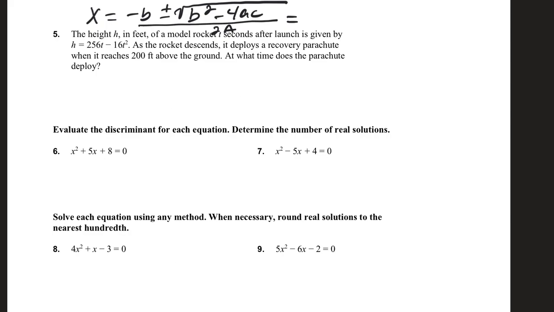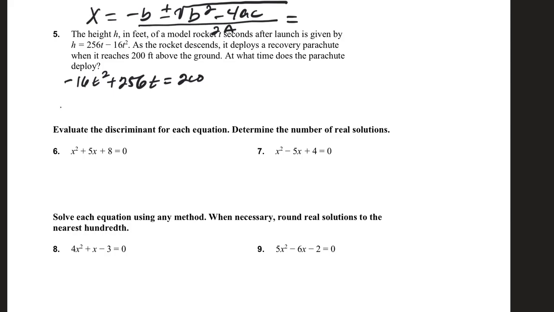Number 5, the height h in feet of a model rocket t seconds after launch is given. As the rocket descends, it deploys a recovery parachute when it reaches 200 feet above the ground. At what time does this parachute deploy? So the equation is -16t squared plus 256t equals 200, because you want to figure out at what time it will be 200 feet above the ground.